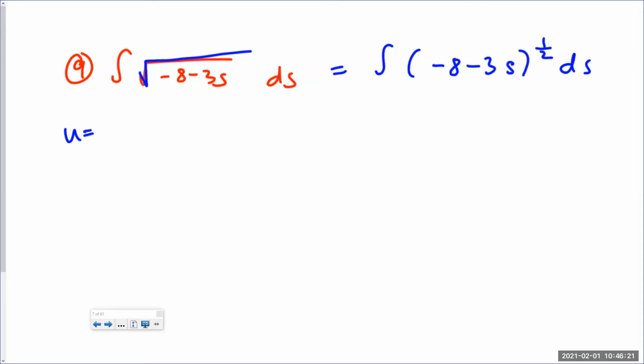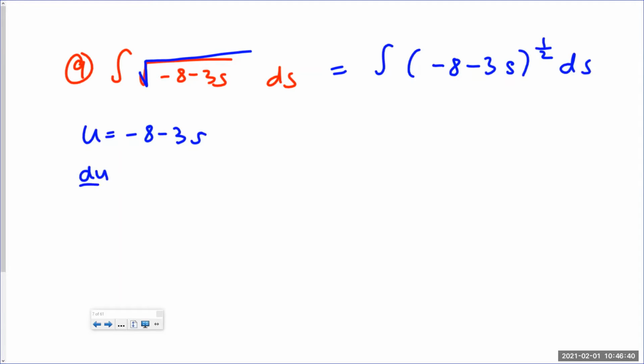Make sure you understand the square root is raised to the 1/2, not negative 1/2. I have so many students raise it to the negative 1/2, and I think it's because you want to change it a lot, okay? But you can't change it to something that it's not. So then this is u equal to negative 8 minus 3s.